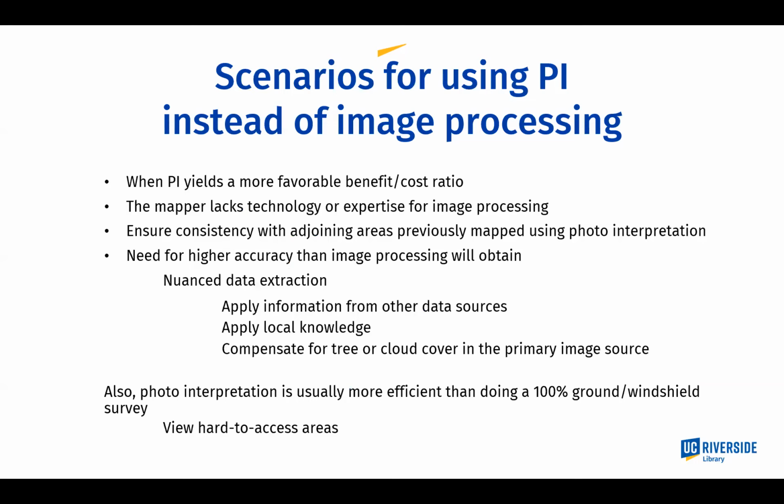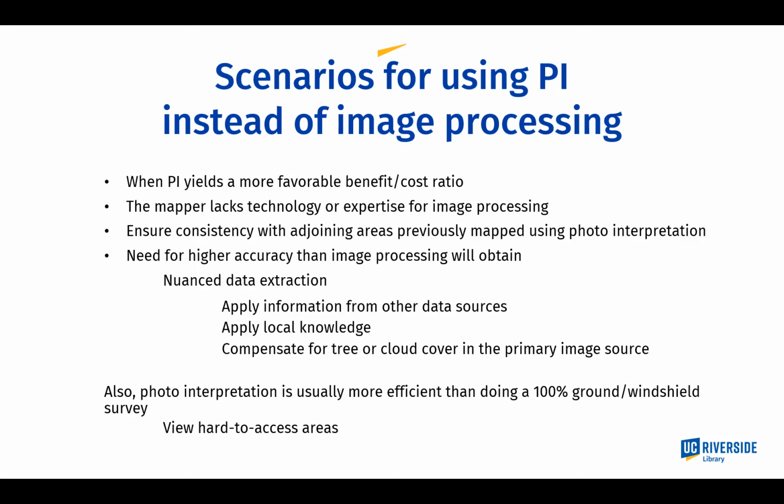But there are scenarios for using photo interpretation instead of image processing. Obviously, the first bullet point is kind of an obvious one, like, well, whenever it yields a more favorable benefit cost ratio for you. But some of these other bullet points kind of go into that a little bit. So for one reason, maybe the mapper lacks the technology or expertise for image processing. If your task is to map an adjoining area that has already been mapped, and that was done using photo interpretation, then you want to also use photo interpretation to continue that.